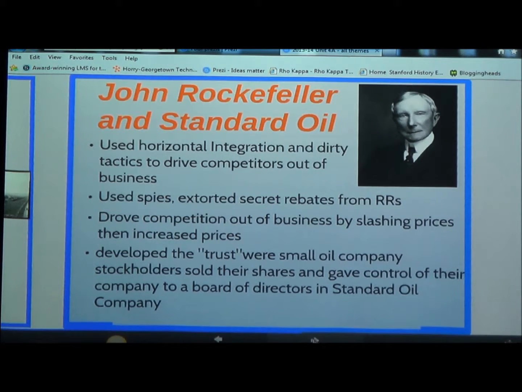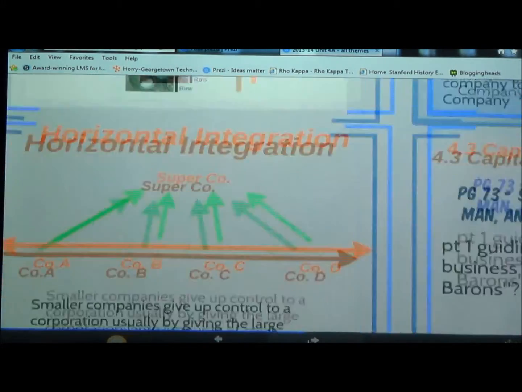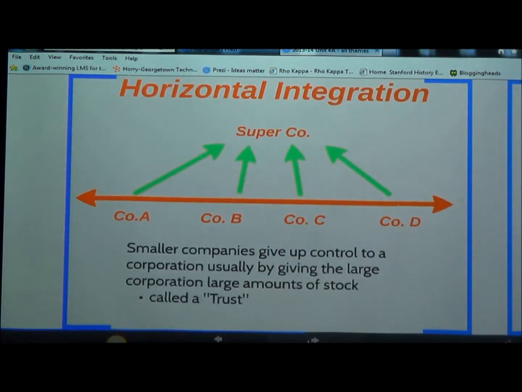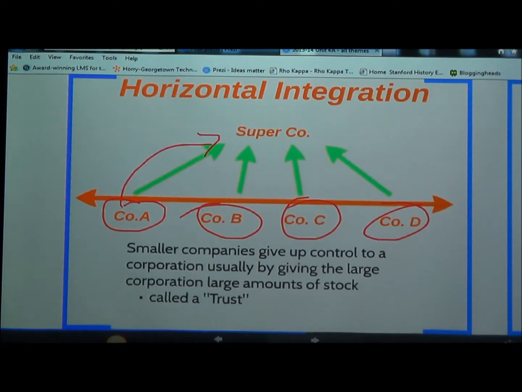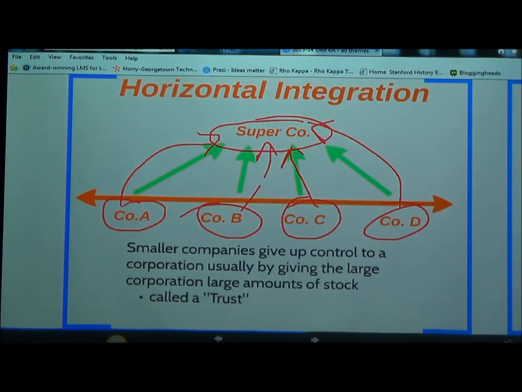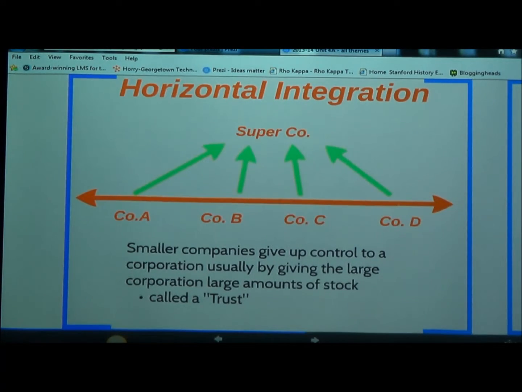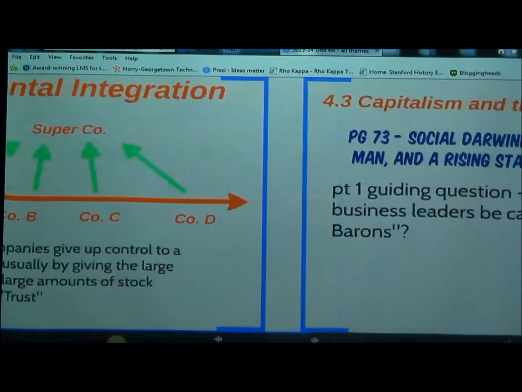He developed a trust where small oil companies would have to give him a percentage of their stock, a controlling percentage of the stock. Otherwise, he'd put them out of business. So that means that he's controlling all of the little companies, all these small little oil companies in a given area. He called it Standard Oil Company. Think of it this way. It's horizontal integration. Company A, B, C, and D would have to give up all of their stock, or at least a controlling interest of their stock, and in return they'd get some of the profits, but Super Company, in this case Standard Oil, was able to control all of the actions. This is called a trust because they trusted the stock to the bigger company, and if they didn't, they were put out of business.